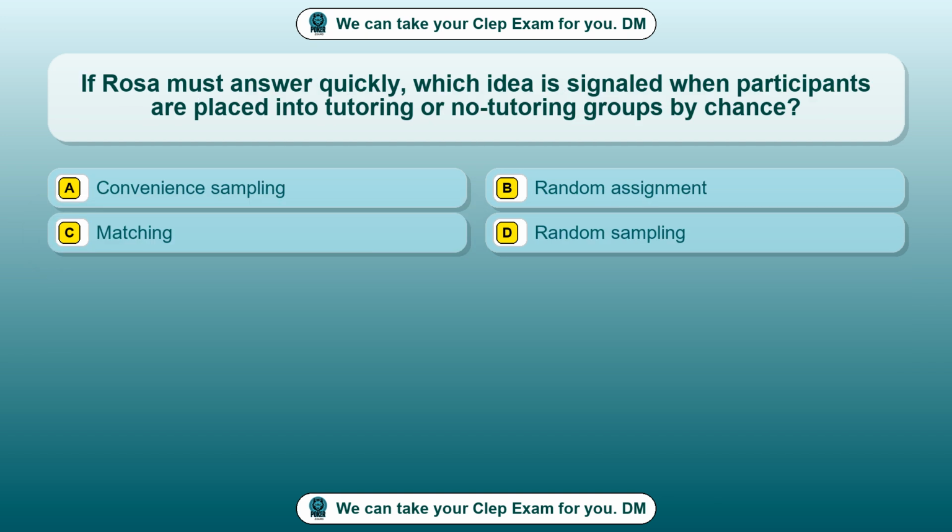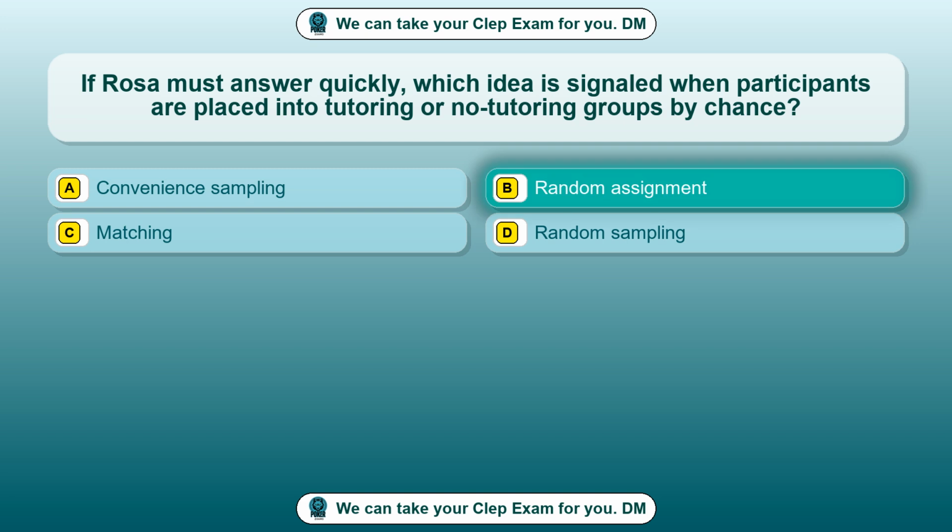Question 89. If Rosa must answer quickly, which idea is signaled when participants are placed into tutoring or no tutoring groups by chance? Option A, convenience sampling. Option B, random assignment. Option C, matching. Option D, random sampling. The correct answer is option B, random assignment.